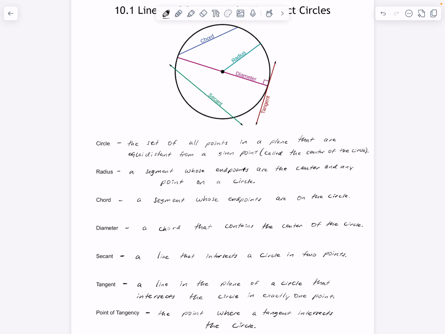Then we have ones that you may not actually know. These might be new ones to you. We have a secant, which is just a line that intersects a circle in 2 points, and then a tangent, which is a line that's in the plane of a circle that intersects the circle in exactly 1 point. Notice if you look at the figure where that tangent is intersecting at that point of tangency, you'll notice that we do have a right angle symbol, which is going to come into play later on.